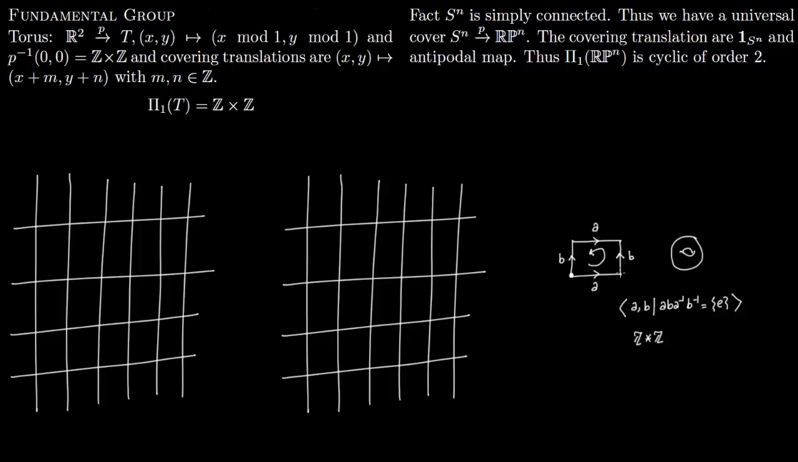You first go A, then you go B, then this A is in the opposite direction, so you have A inverse, and this B is in the opposite direction, so you have B inverse. So this is called the commutator subgroup. Because you have a commutator subgroup like this, it will become equal to Z times Z. So this we will show later, but for now we are going to use covering translations to show that the fundamental group of the torus is like this.